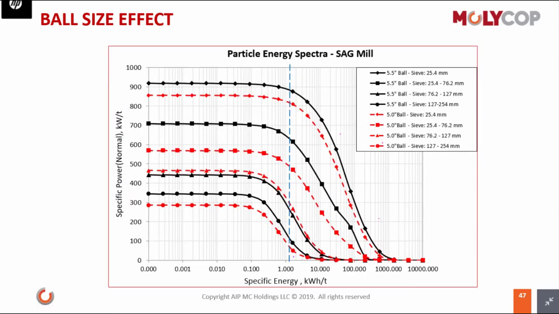And also, if we analyze the effect of the ball size on the particle size distribution, you can see here that using 5.5 inches, you are going to have a benefit. Also in the 1 inch, in the 25 millimeters, and also in this fraction, that is going to be between the 1 inch and the 3 inches. So you are going to grind in a better way the critical size. Usually the critical size is between 1 inch and 3 inches. Using a bigger ball, you are going to have a better possibility to break the critical size.